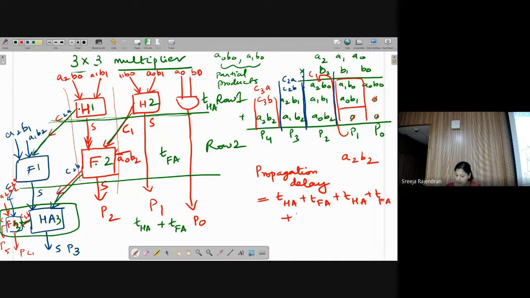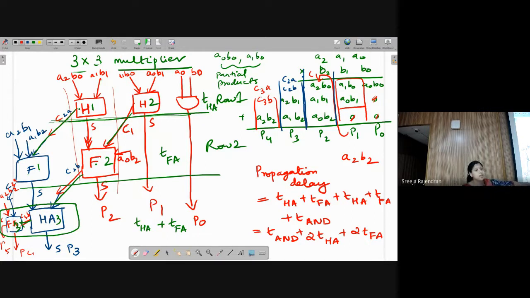That means it will include the delay of an AND gate, because that happens simultaneously. All products are generated at the same time, so I have to consider the delay of a single AND gate for that. Is that clear? So now this becomes T of AND plus how many half adders? Two are there. So two half adders and two full adders. This is the total propagation delay time.